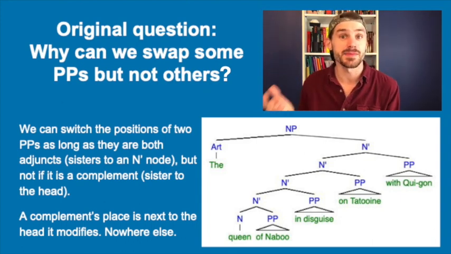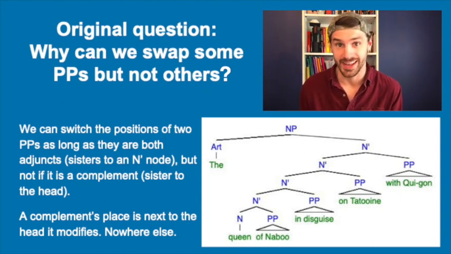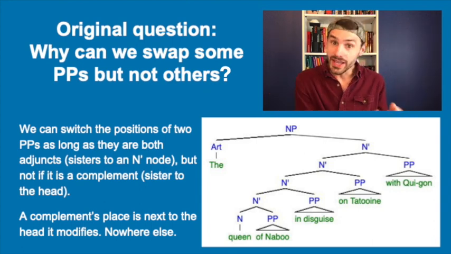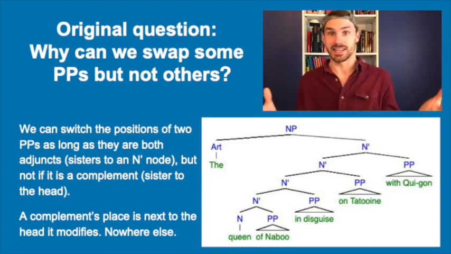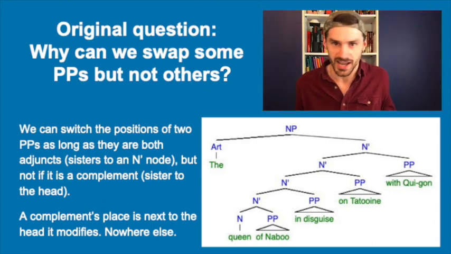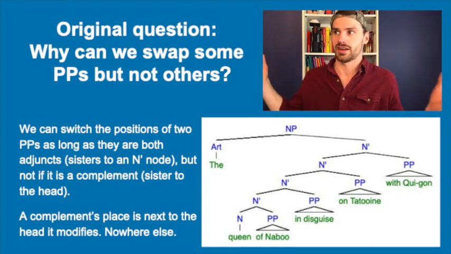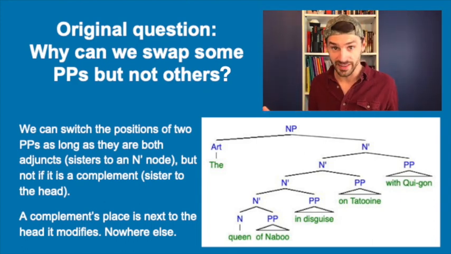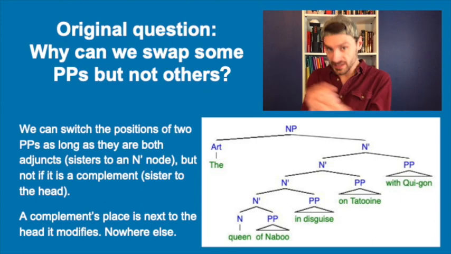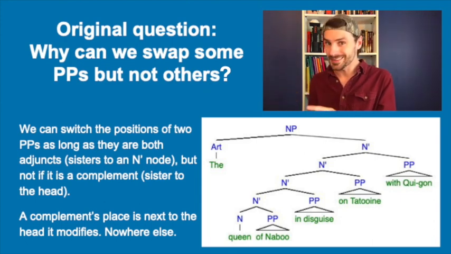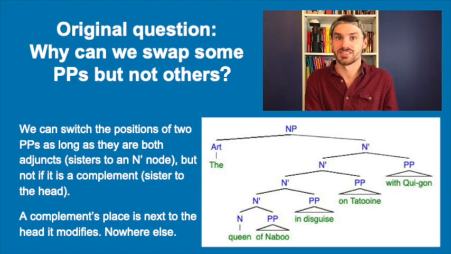We can add as many adjuncts as we want, and their order is totally flexible. So you could say, the Queen of Naboo, on Tatooine, on the ship, in disguise, in distress at her wit's end, with a huge wardrobe in front of R2-D2. And that's totally fine. And you can switch the order of any of those prepositional phrases, any of those adjuncts, but none of them can ever be moved to the spot reserved for the complement.